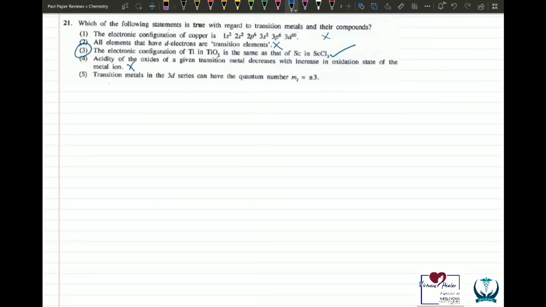5. Transition metals in the 3d series can have the quantum number ml equals plus or minus 3. As we have seen before, the d orbital is represented by 2, so it can only have plus or minus 2, not 3. Plus or minus 3 is present in f orbitals.